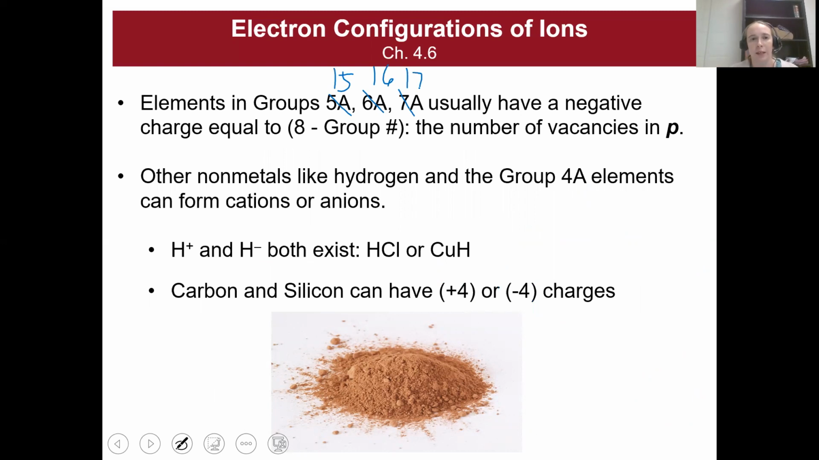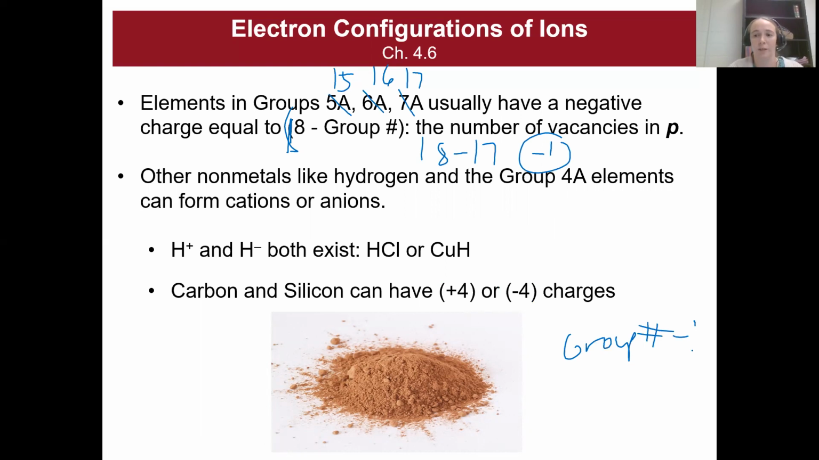These usually have a negative charge equal to 18 minus the group number. So if we're talking about chlorine, chlorine is in group 17. So chlorine has a negative charge equal to 18 minus 17, so it has a -1 charge. You might want to write it as the group number minus 18 instead. Then you don't have to remember that it's negative. It will just be negative by definition.